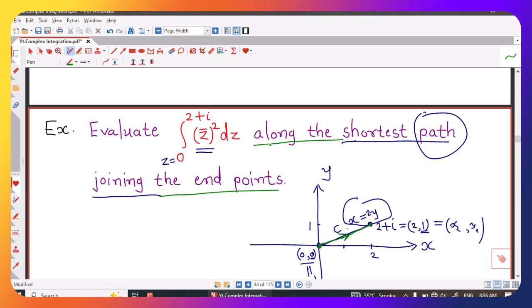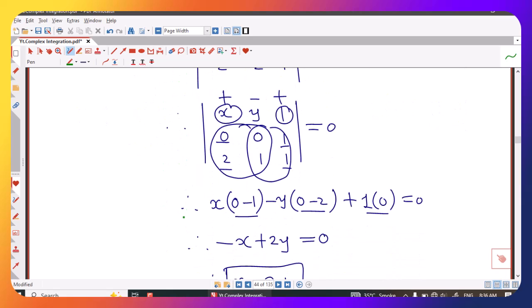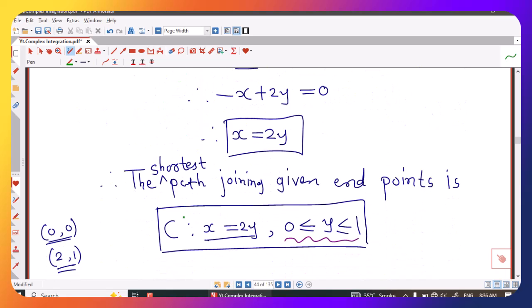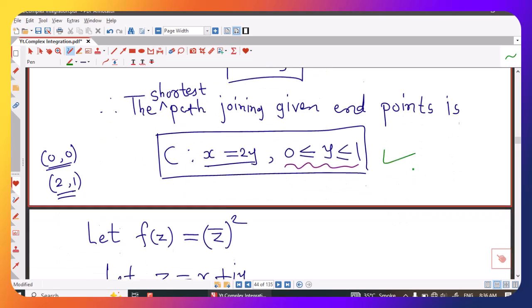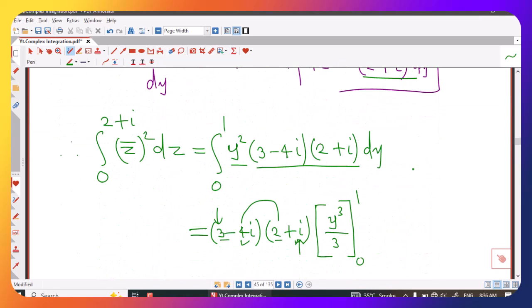So whenever you have this type of question, you have to determine the equation of the line joining the given points, which is the determinant of rows x y 1, x1 y1 1, x2 y2 1 equal to 0, and then you will be able to write the equation of the line joining the 2 points, and then follow the usual procedure which we have been doing for the last 9 lectures. So this is all about this session.